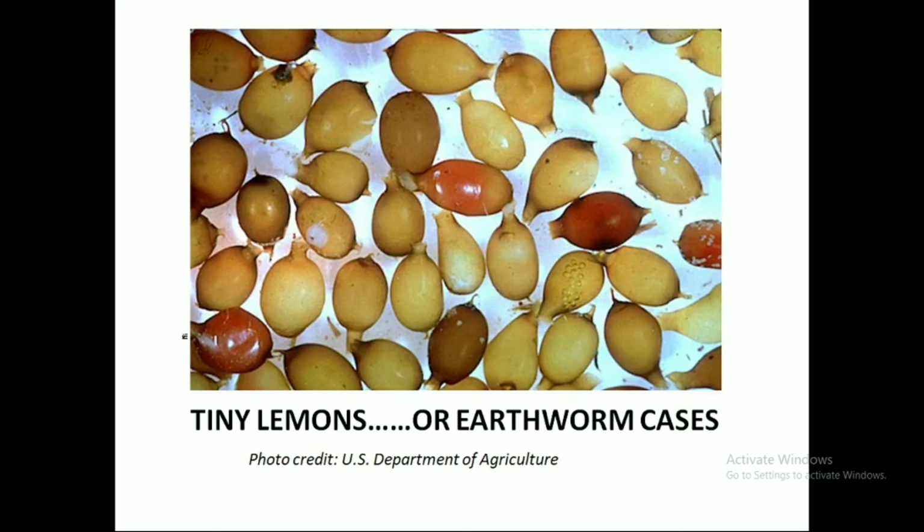Now here, if anybody looked at this image, they would imagine that these are tiny lemons, but no friends, these are not tiny lemons. Instead, these are earthworm cocoons from which the baby earthworms emerge.